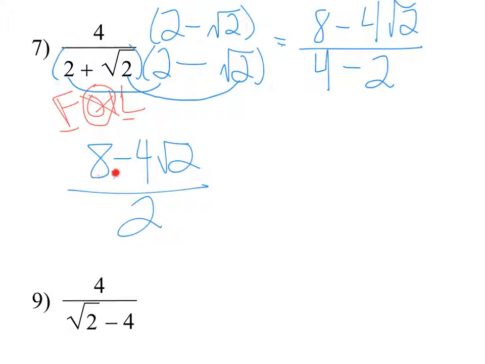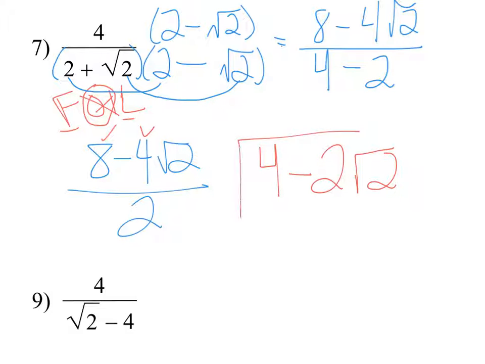Can I divide 8 and 2, or at least simplify the fraction, which is a yes. And can I simplify 4 over 2? And of course, the answer is also yes. So you're going to divide both of these things by 2. So 8 divided by 2 is 4. 4 divided by 2 is 2. Square root of 2 is its own animal, so we just let it hang out. And that is your final answer.